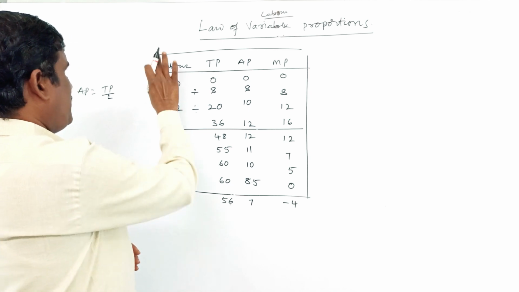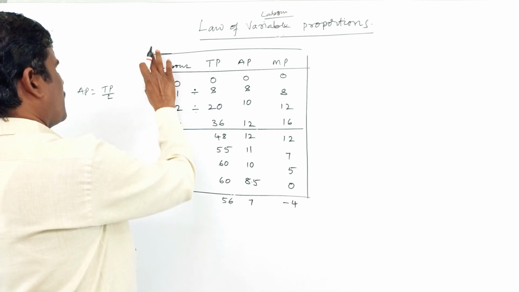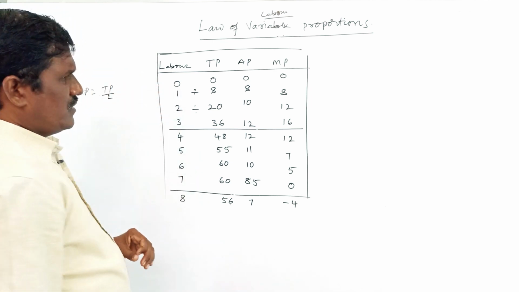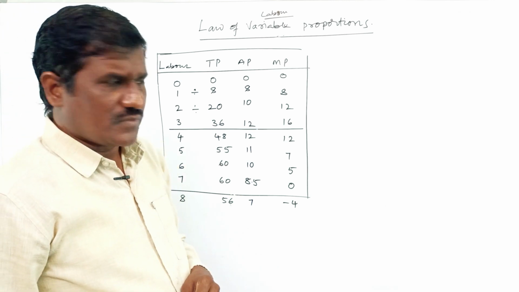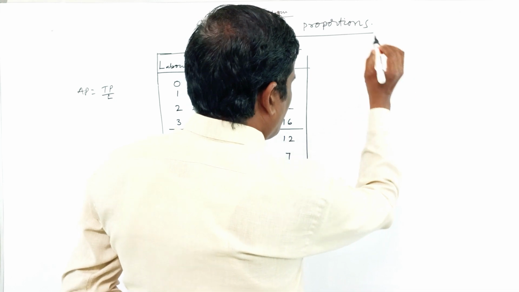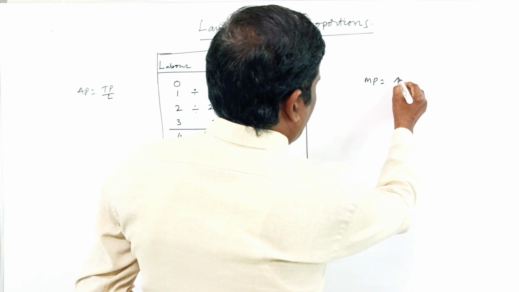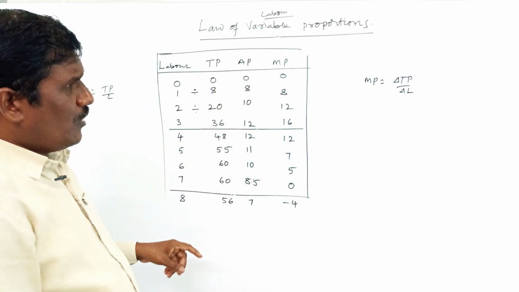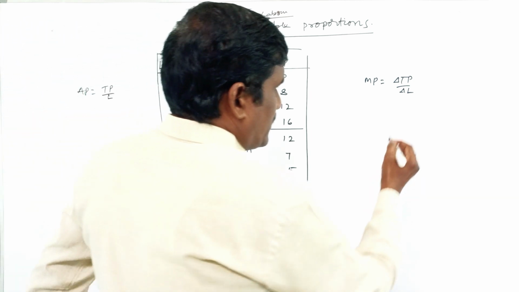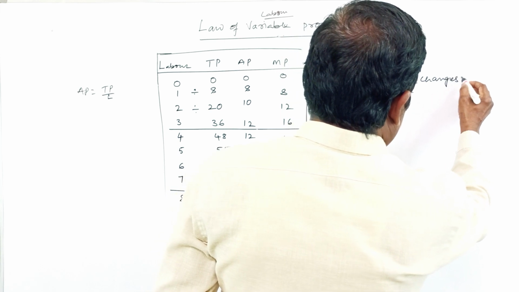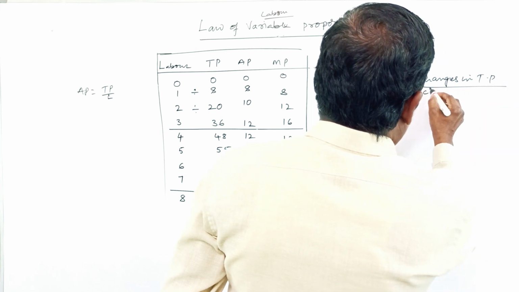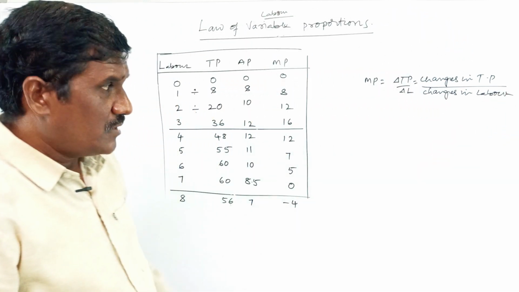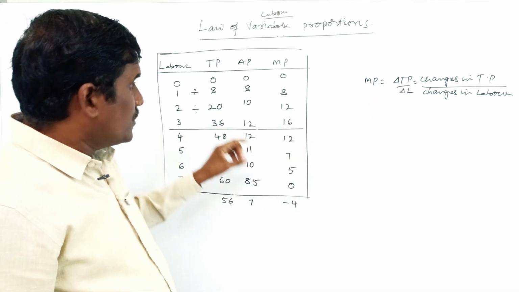Okay, and let me analyze it clearly. See here, what is the marginal production? Suppose MP. What is the MP? MP means delta TP by delta L. What is the delta? Delta means change or changes in total production by changes in labor. Changes in total production by changes in labor. Okay, so this is the formula.